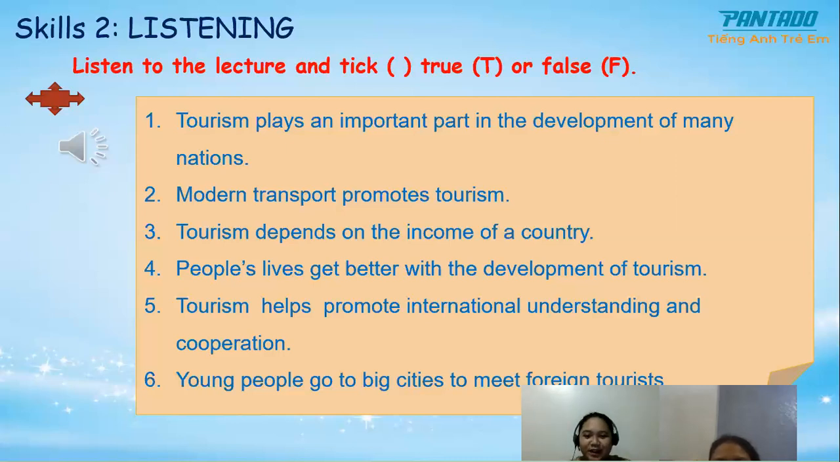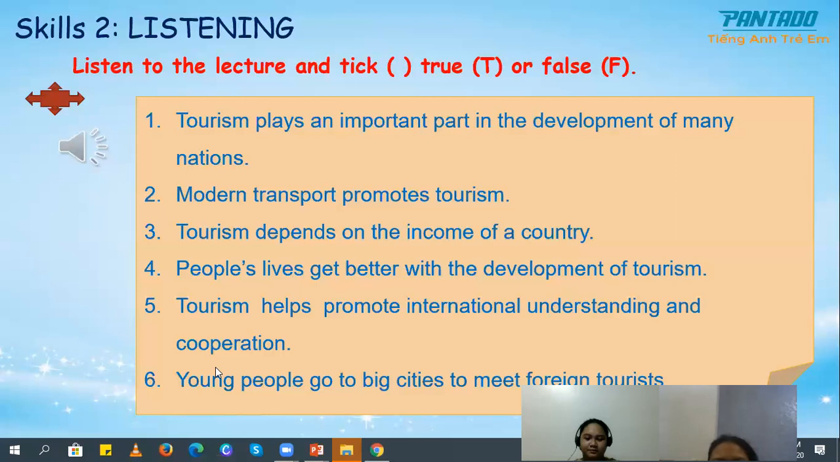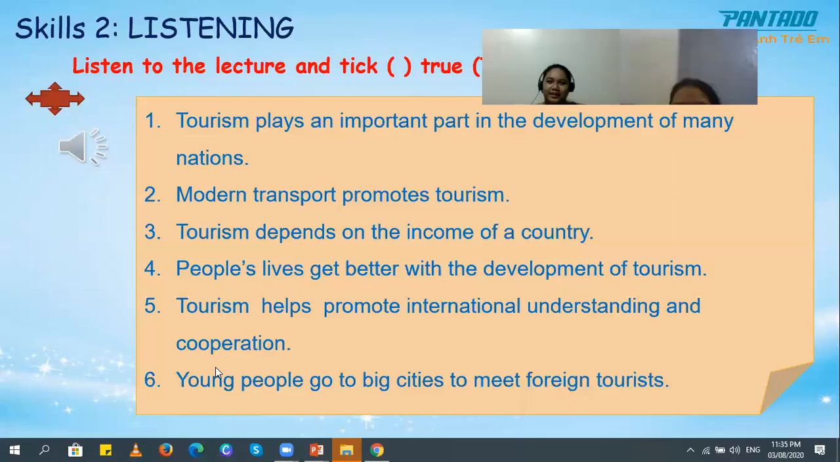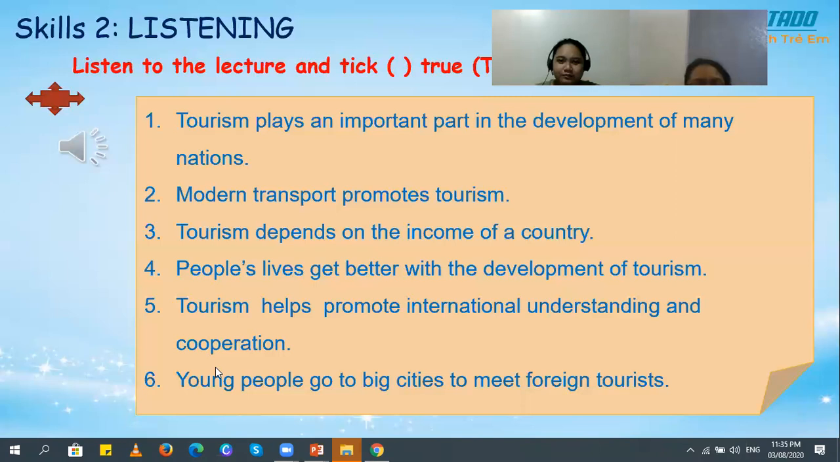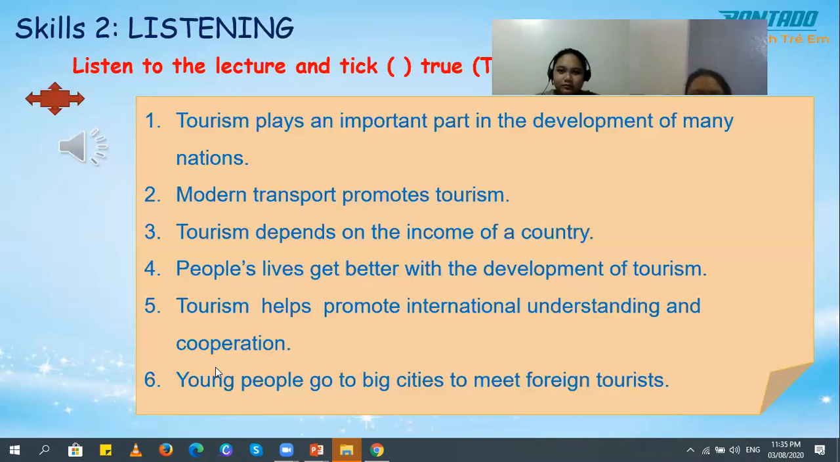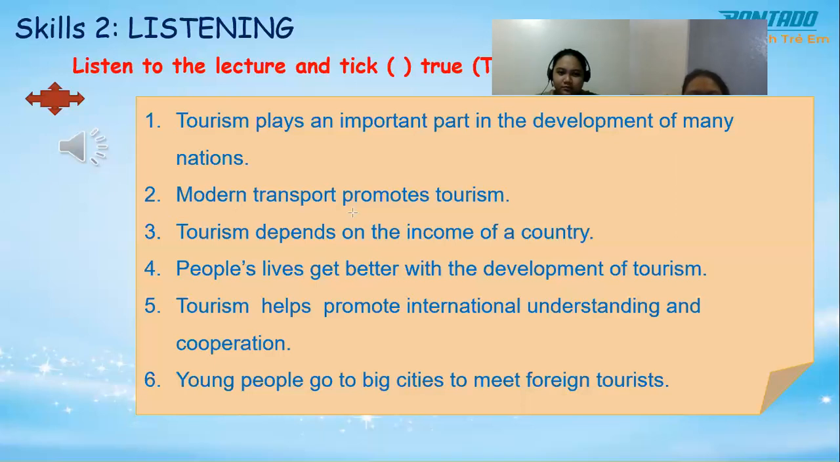All right, did you get all the answers? Okay, now please read each sentence. Can you please read all the sentences? Tourism plays an important part in the development of many nations. Two, modern transport promotes tourism.